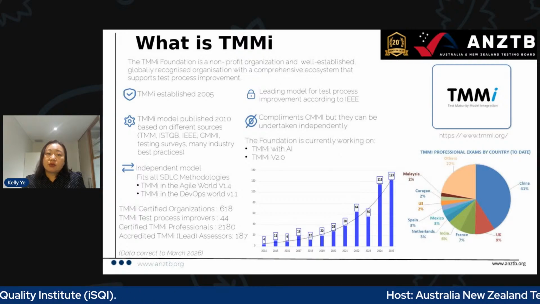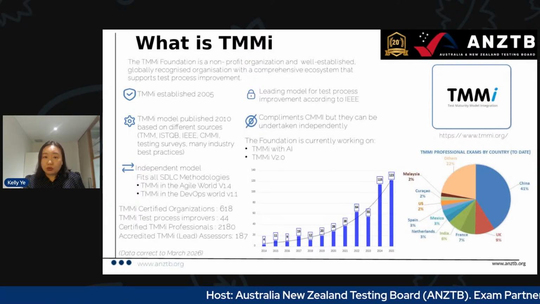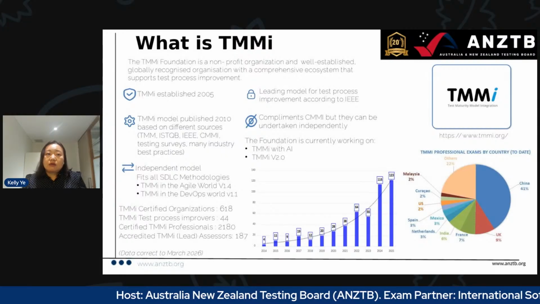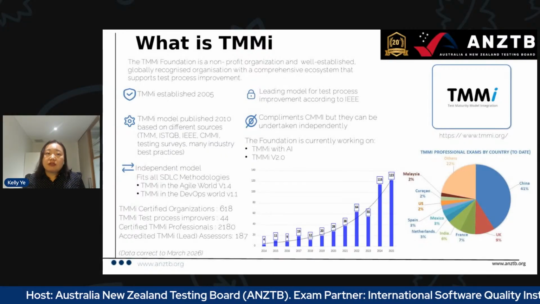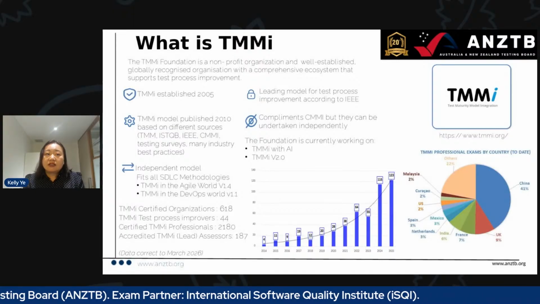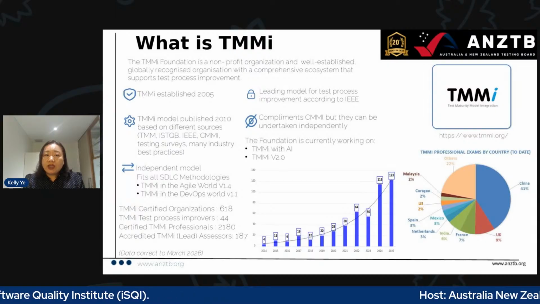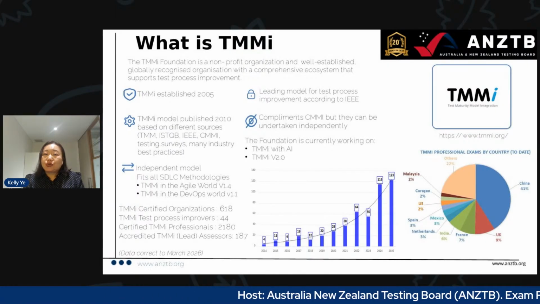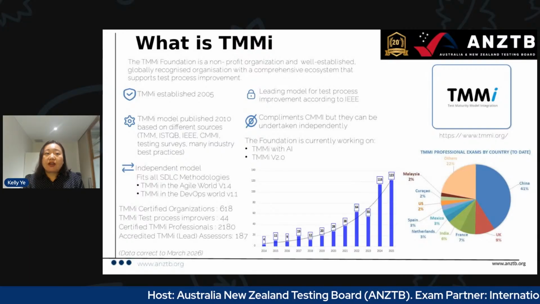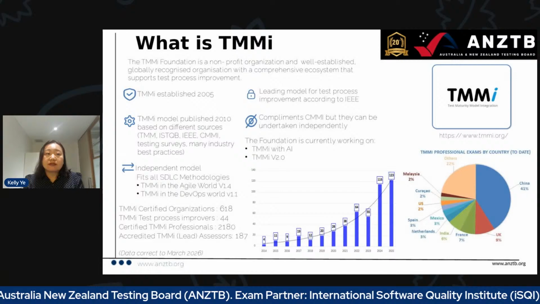Currently we have 32 active TMMi local chapters worldwide. And ANZTB is also one of the certified local chapters. The good thing is, if you go to the ANZTB website, you will see ANZTB won the TMMi Rising Star of the Year award in 2024. A very good achievement for ANZTB and for Australia and New Zealand.